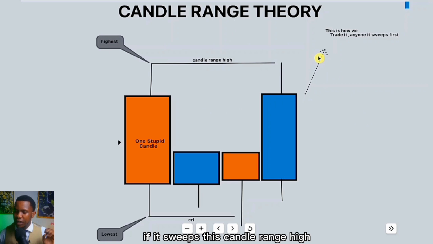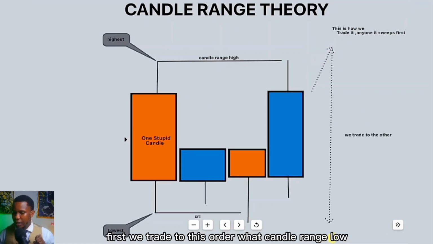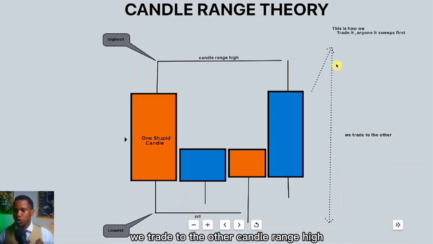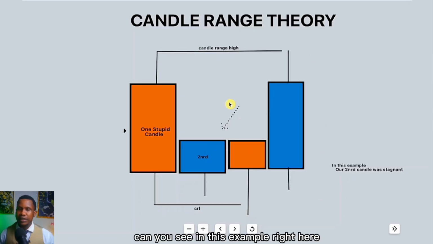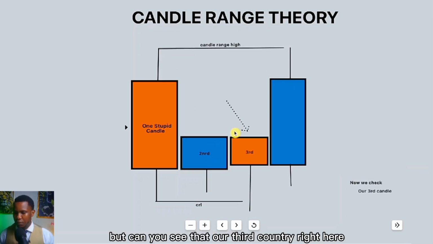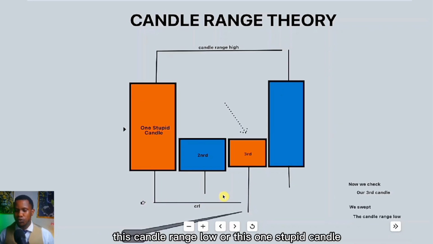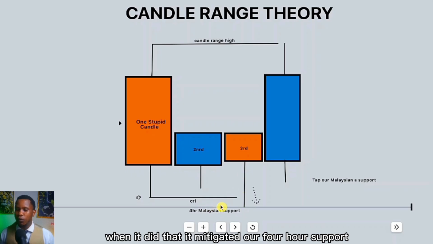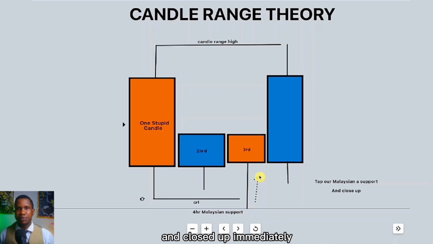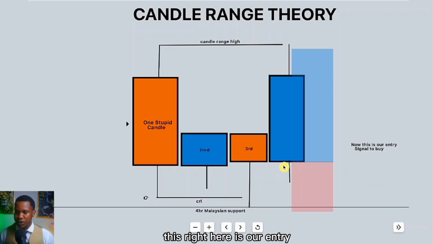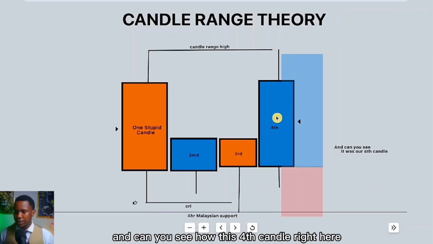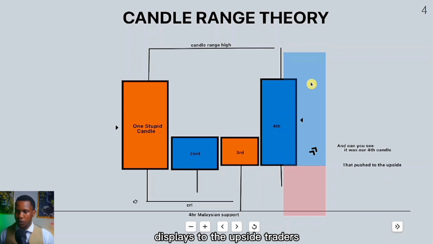If it sweeps this candle range high first, we trade to the other end, the candle range low. And if we sweep this candle range low first, we trade to the candle range high. Can you see in this example right here, our second candle was stagnant. We won't do anything. But can you see that our third candle swept the candle range low of this one candle? When it did that, it mitigated our 4-hour support and closed up immediately. This right here is our entry signal to buy to the upside. And can you see how this fourth candle displays to the upside, traders?